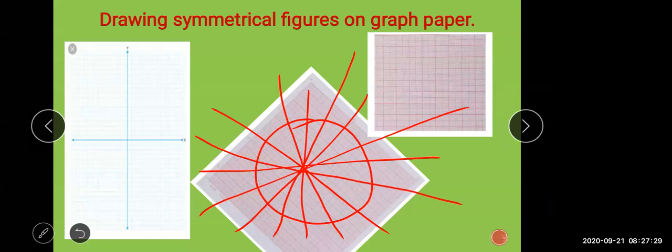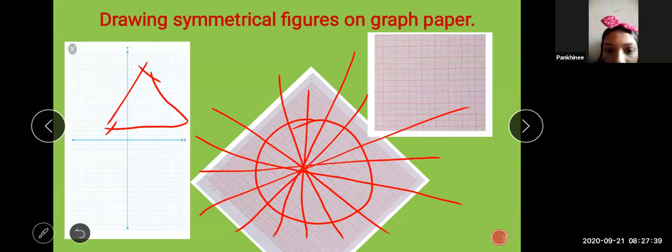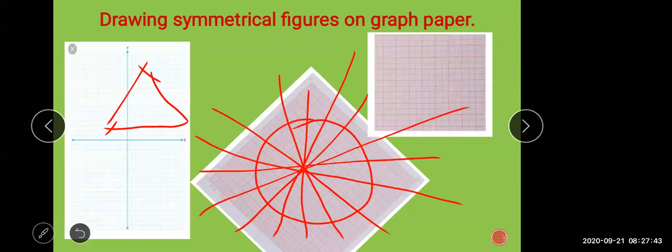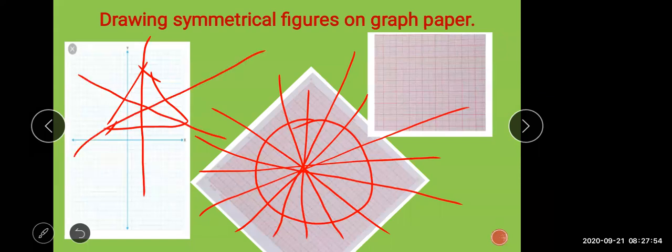How many axes can we draw in the triangle? Sir, 3 axes. Yes, very good. 3 axes like this. Yes, these 3 axes we can draw in the triangle.